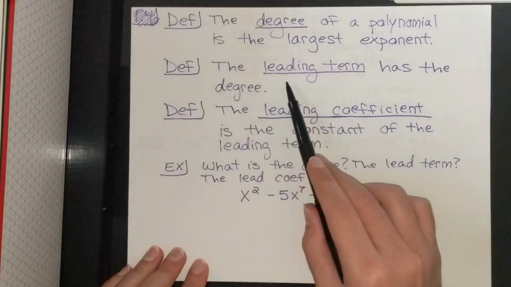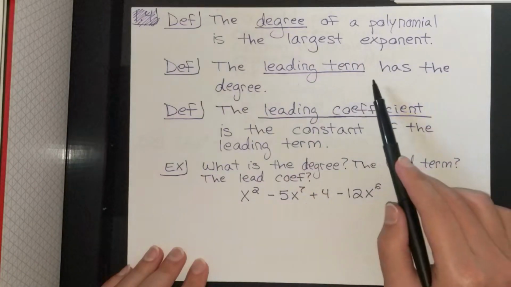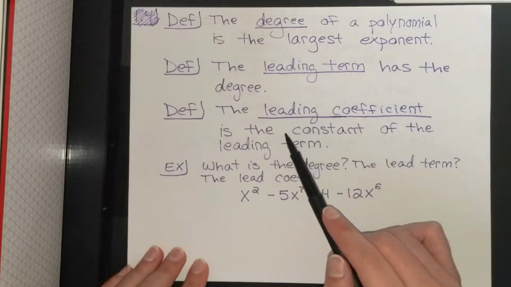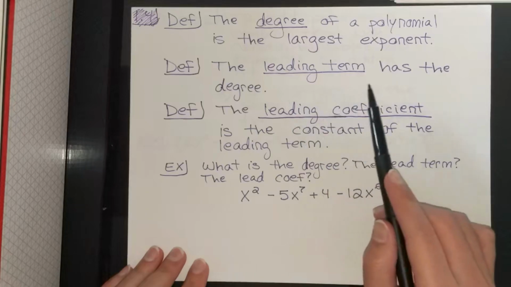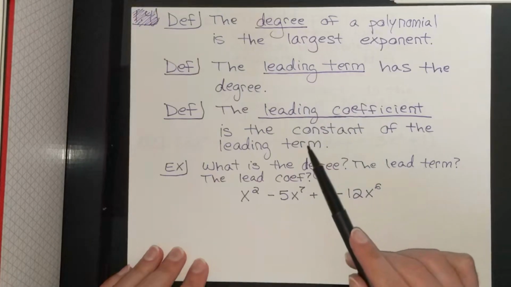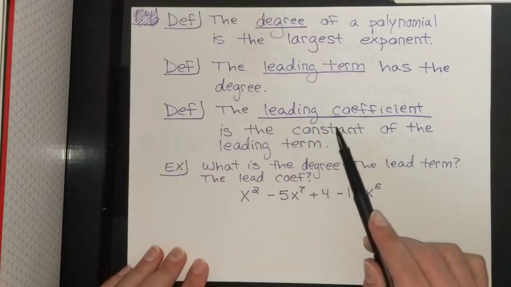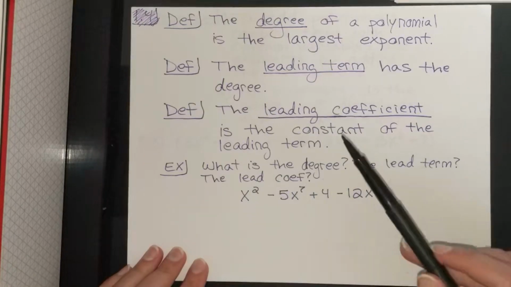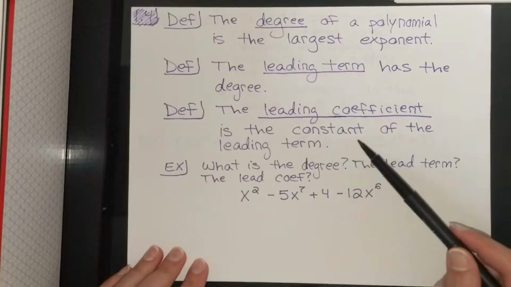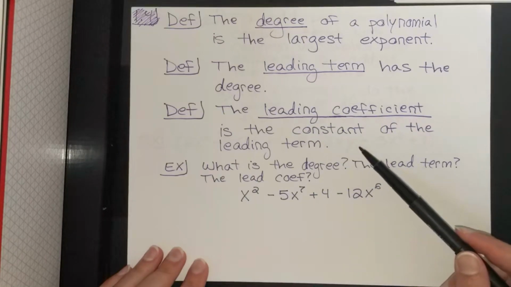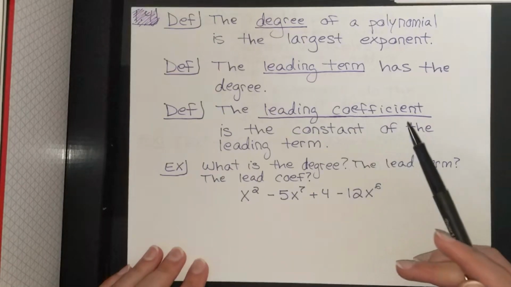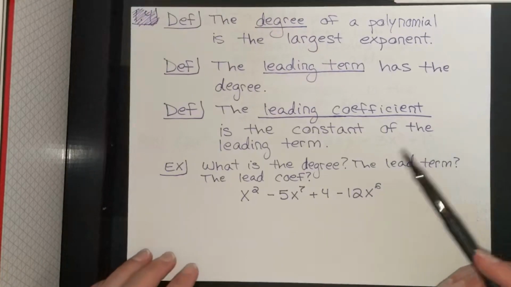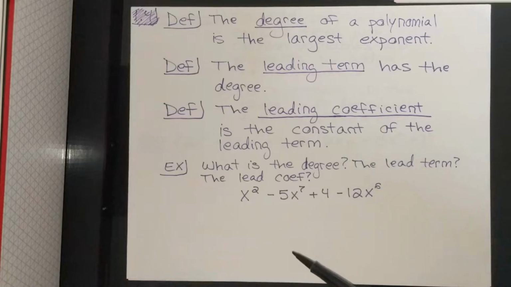From here, we say that the leading term, or the lead term, has the degree. So again, in the example I mentioned, x squared would be the lead term. And finally, from there, the leading coefficient is the constant of the leading term. So, in that example, since x squared was the lead term, there's technically a 1 being multiplied to x squared. If there's nothing in front of it, there's a 1. So, the leading coefficient would be that 1.